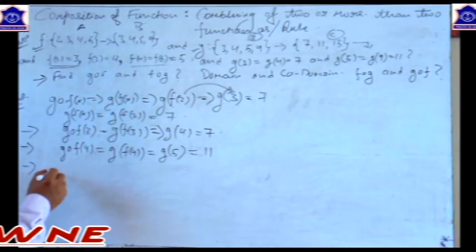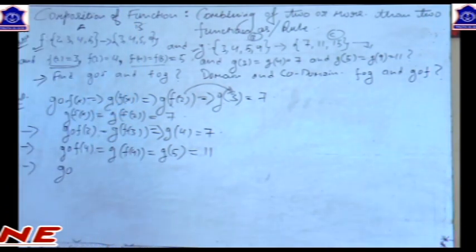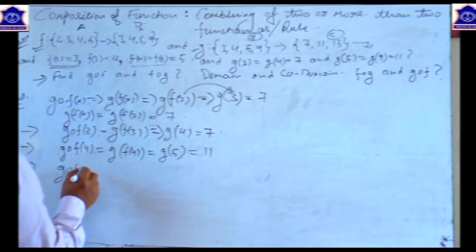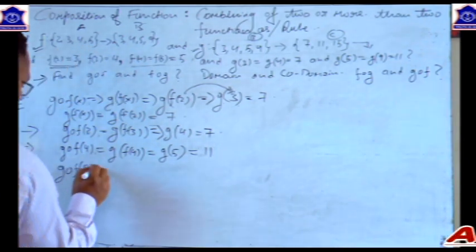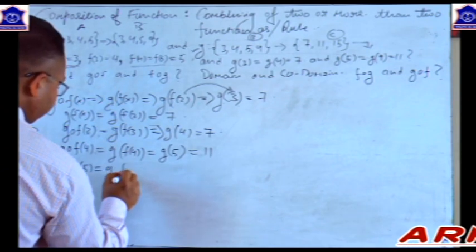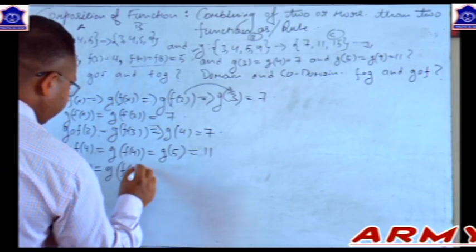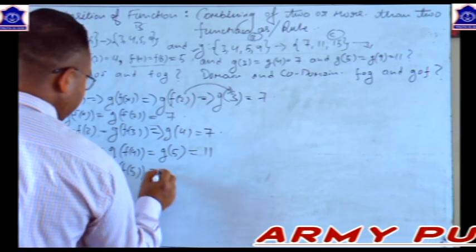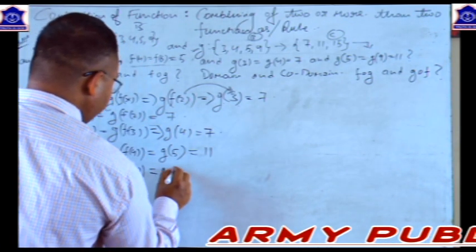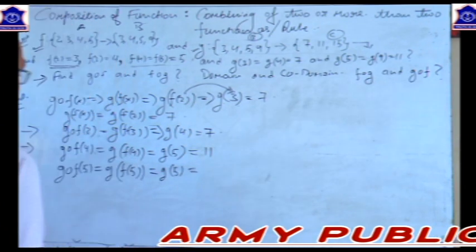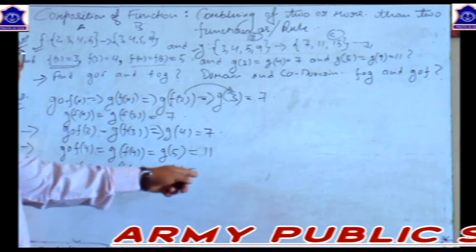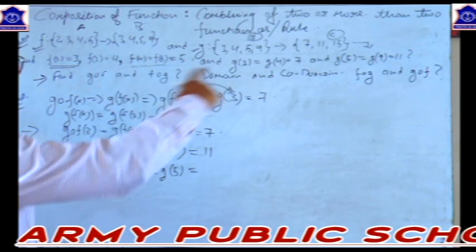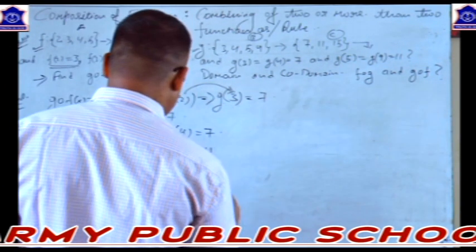Then for the next element of the domain of function f, that is g of f5 equals g of 5, since the value of f5 is 5, and the value of g5 we have obtained is 11.